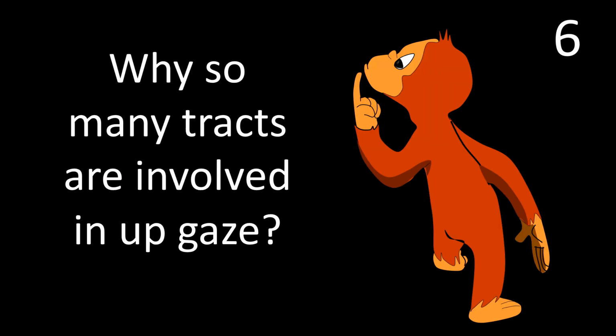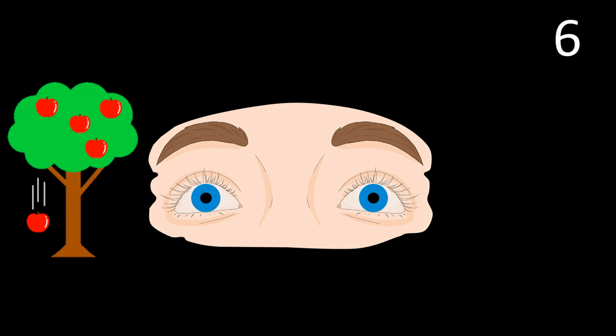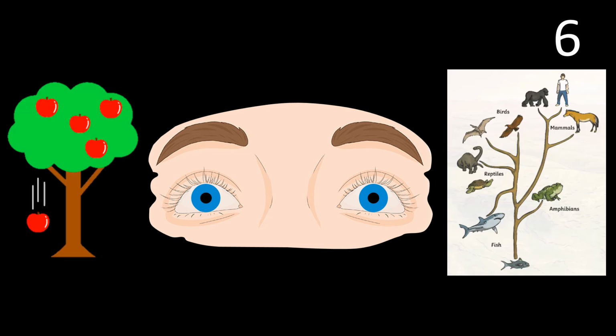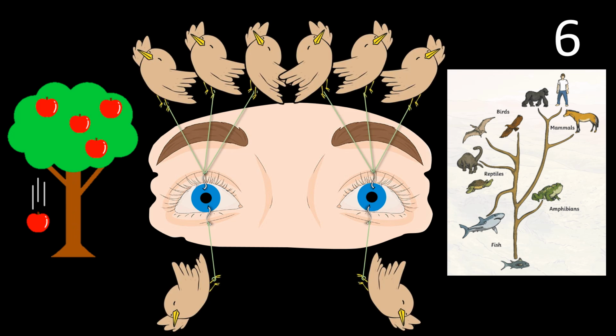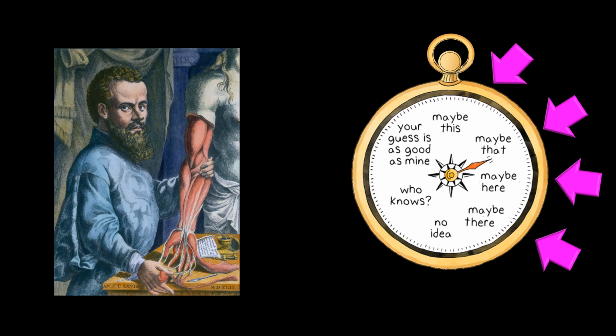Why are so many tracts involved in upgaze? Keeping the eye looking at mid-level between up and down, probably because of the effect of gravity and as a consequence of evolution, requires more force pulling them up than pulling them down. Hence, nature created a stronger and more robust system to reflexly move the eye up than to move the eye down. But as it is for a lot of things about vertical eye movement anatomy, who knows? It is up to you to find the correct answers in the future.